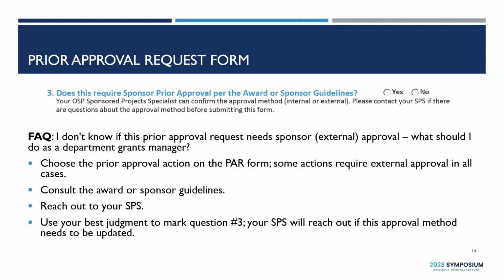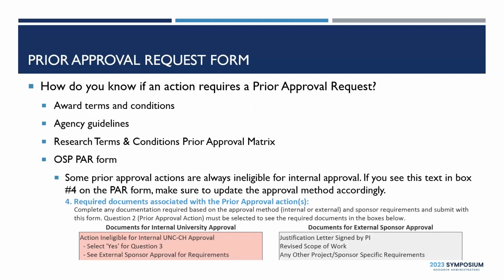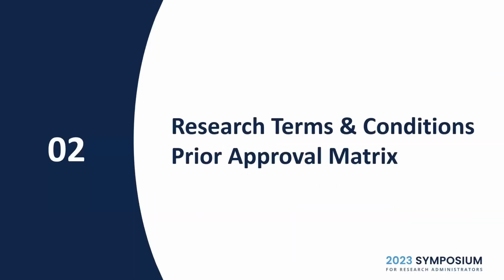You can consult the award and the sponsor guidelines. You can reach out to your SPS, or you can just use your best judgment to mark that number 3, and then your SPS can reach out if that needs to be adjusted. And then this is very similar, but how do you know if an action requires a prior approval request? Award terms, agency guidelines, Catherine's next topic, the research terms and conditions prior approval matrix. And then again, just use that OSP PAR form, because that can also give you some extra information on whether the sponsor needs to approve it.